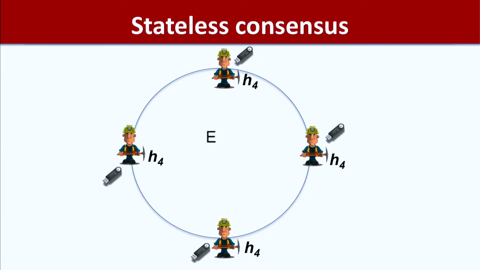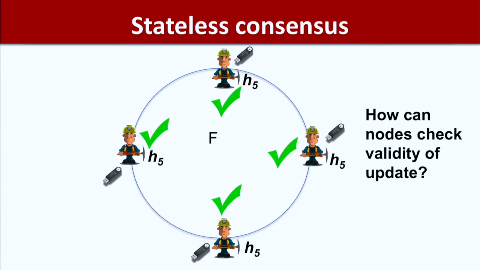We'd want to design the system of stateless consensus so that all the miners participating in consensus could store some kind of compressed version of the history of the transactions in the database and still be able to reject invalid transactions or approve valid transactions. So the question is, how can we design this?